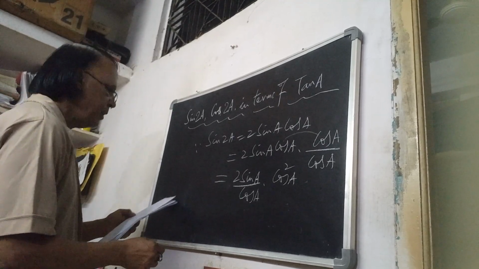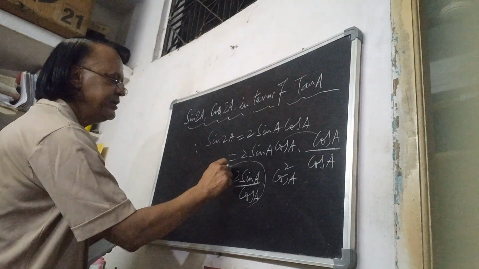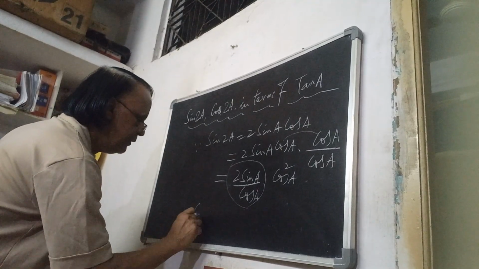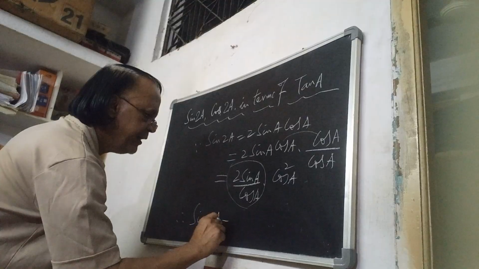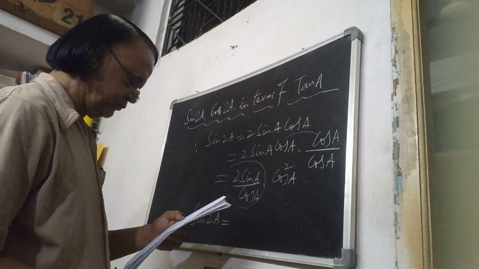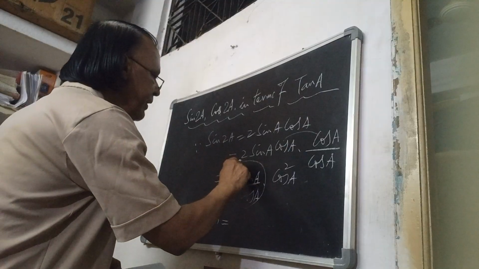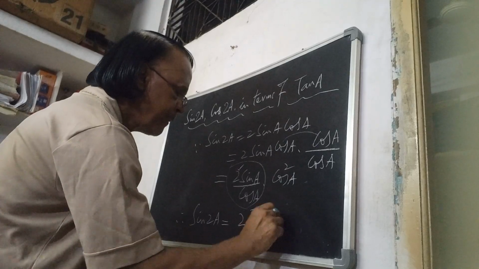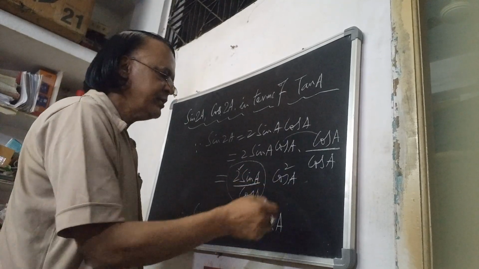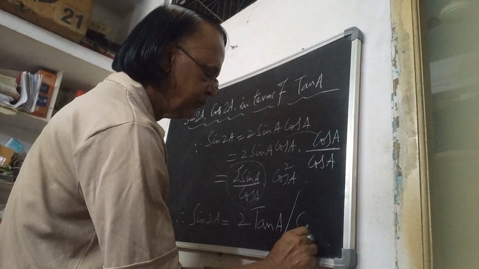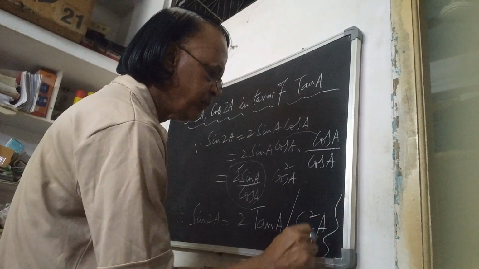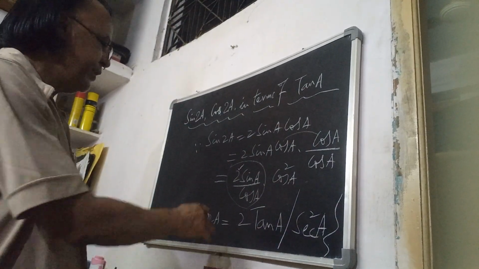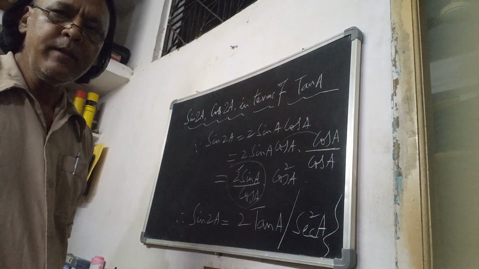So this can be written as sin a by cos a is tan a. Therefore sin 2a equals 2 tan a into cos square a, and the inverse of cos square a is secant square. So sin 2a can be written as 2 tan a by secant square a.